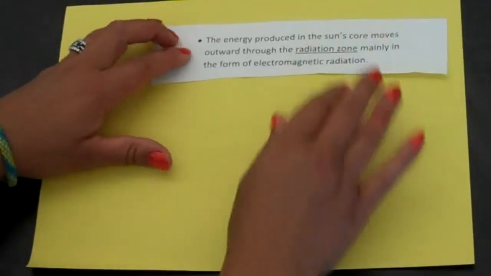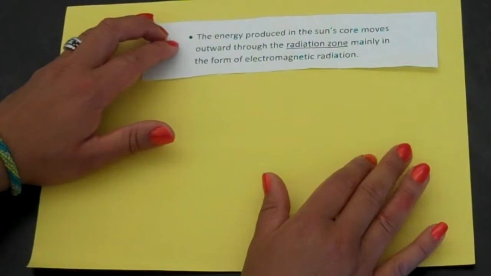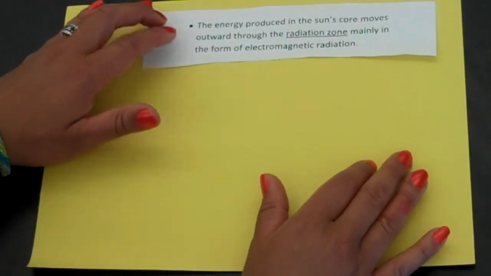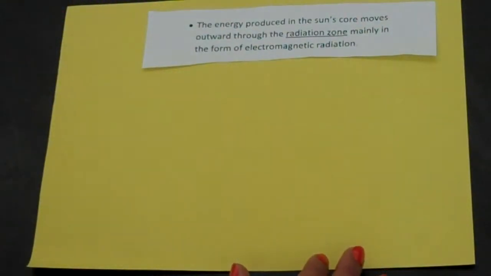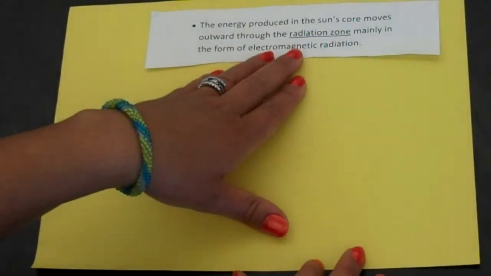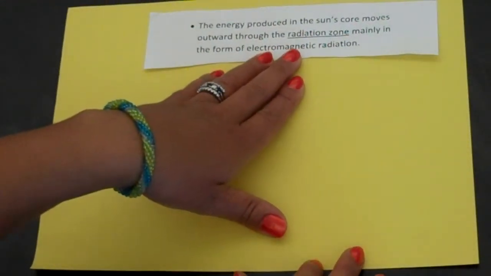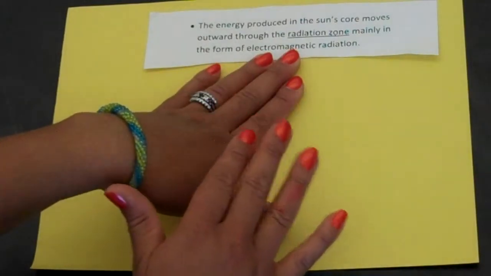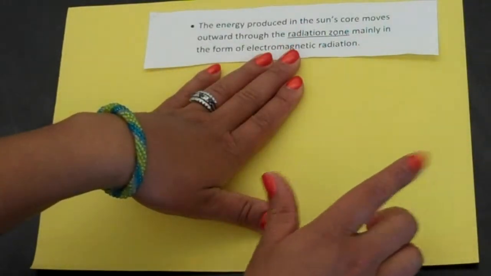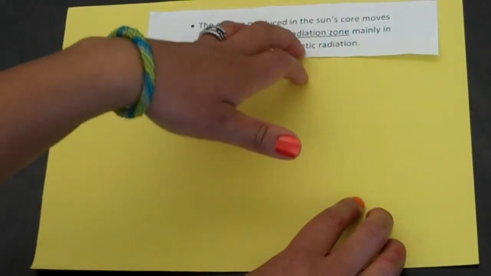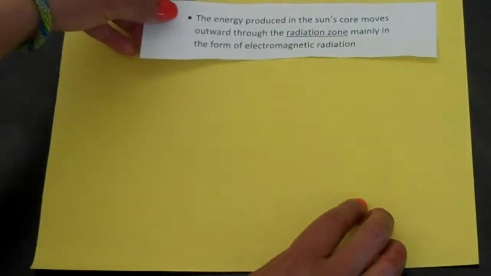Okay, next note. The energy produced in the sun's core moves outward through the radiation zone, mainly in the form of electromagnetic radiation. Now, electromagnetic waves can range from infrared, which is towards the red end of the spectrum, all the way to the other end, the gamma rays. So it's in that zone.